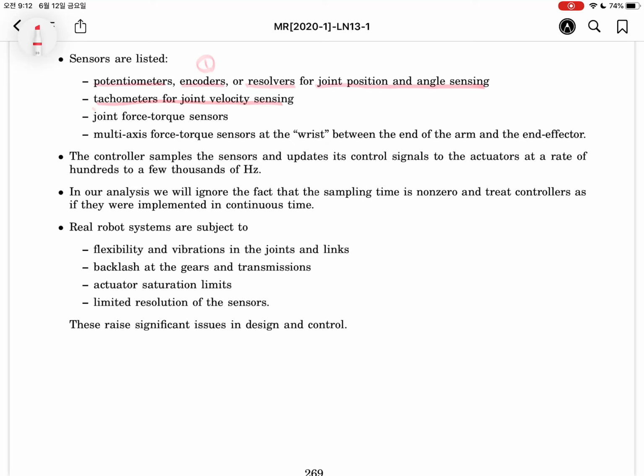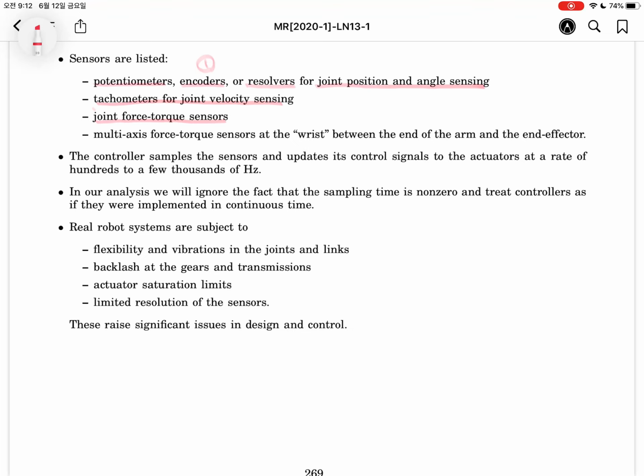Nowadays, the tachometer is not powerful, or it is not used actively. But a long time ago, when I was a PhD student, the tachometer was very useful. And then the joint force torque sensor. It's a one-dimensional device. The joint force torque sensor is equipped in the actuator and harmonic device.